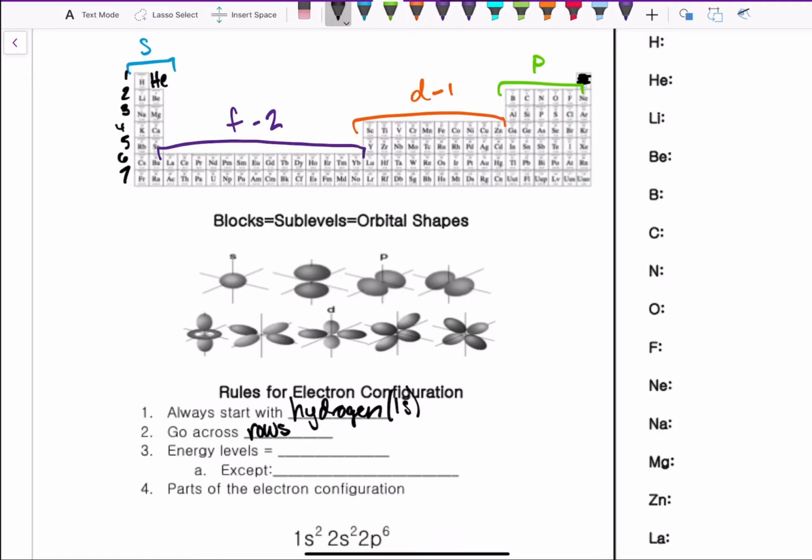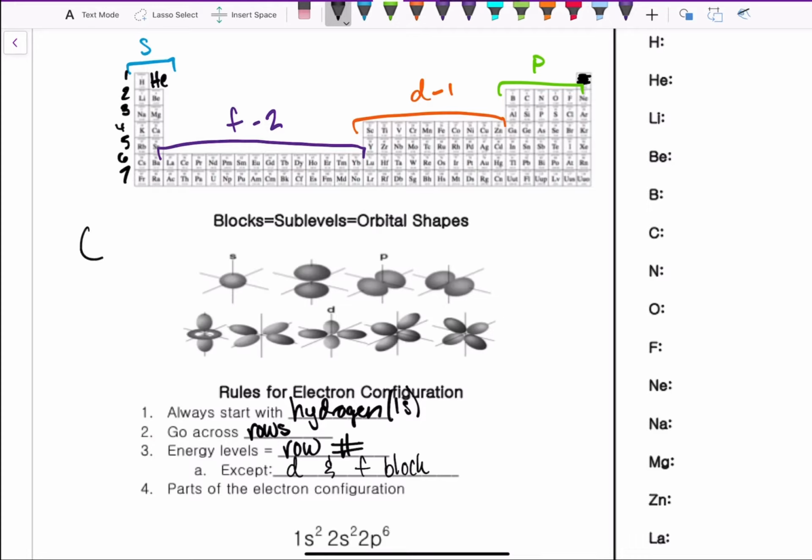Now for that perspective. All of these numbers that you would write, like 1s2, 2s2, come from this row number. So these row numbers, what you're actually doing is writing down energy levels. So energy levels are the row number. The only exception would be the D and F block.